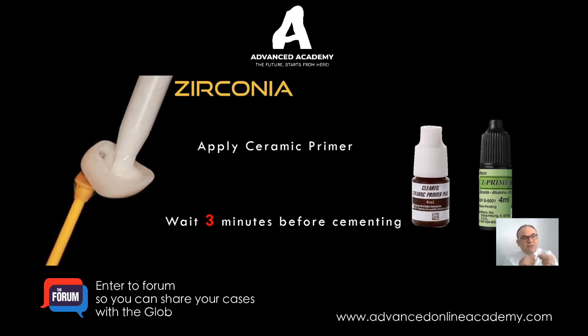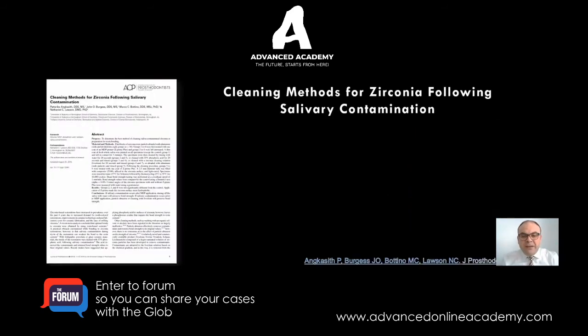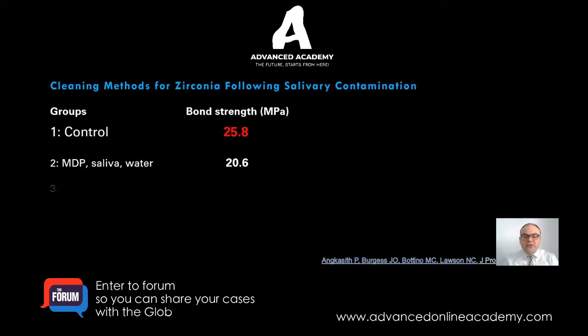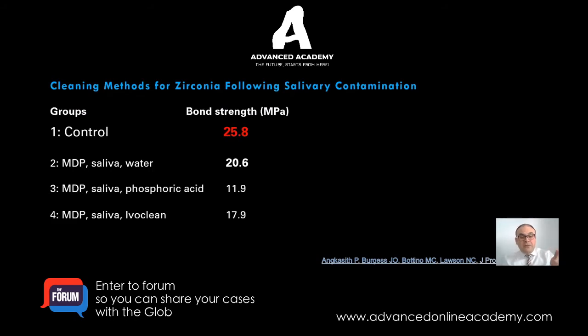Whenever I apply the primer on the zirconia, I always wait 3 to 4 minutes because zirconia is a very dense material. You want the primer to penetrate as deep as possible. This is a study on the use of IvoClean. What they concluded is that when they put the primer on a contaminated surface, the bond strength dropped to 11 from the initial 25 to the tooth structure. And so when they applied IvoClean, it went up.